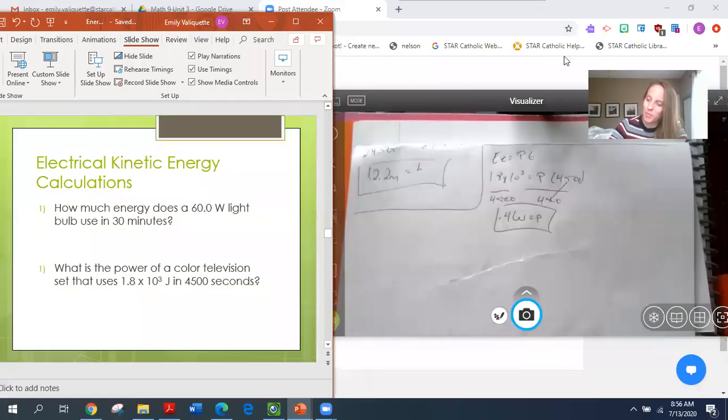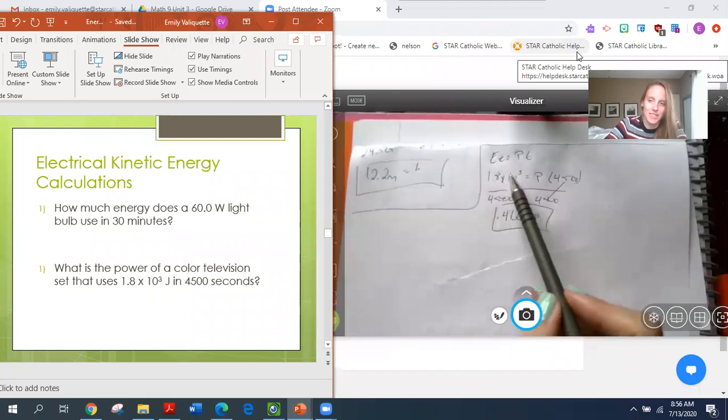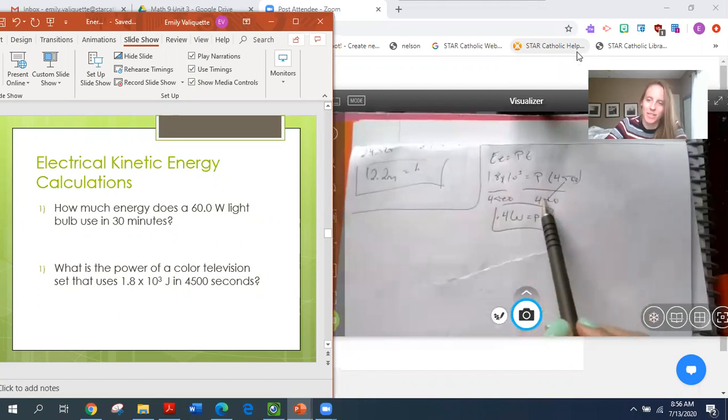Okay, so for the second problem there, you should plug in your joules where the electrical energy is, plug in your 4,500 seconds and solve for P, by dividing away the 4,500, do the same to the other side, and you get 0.4 watts.